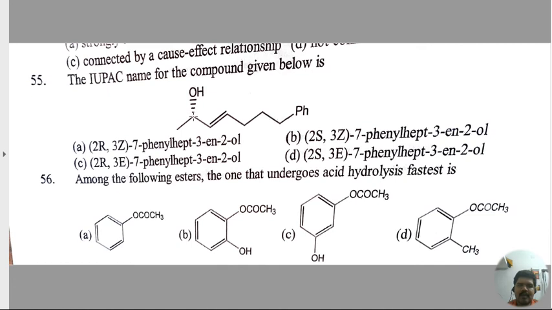Now coming to this one. This OH has the higher priority, then comes this carbon, then comes this carbon. So that means it will be clockwise, R, but the lowest priority group is above, so it will be S. So 2S3E, so option D is the right answer.